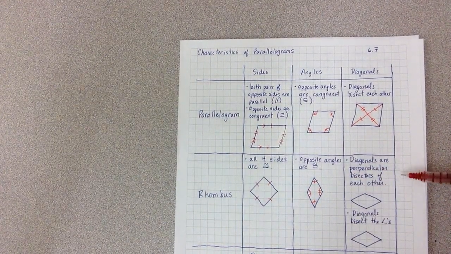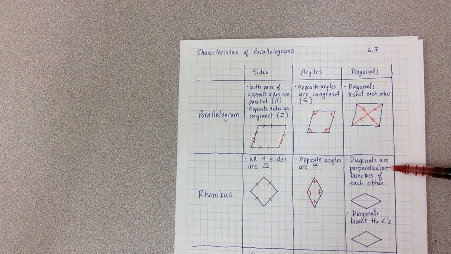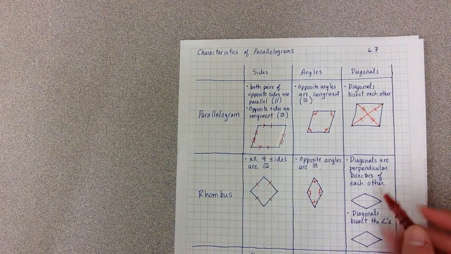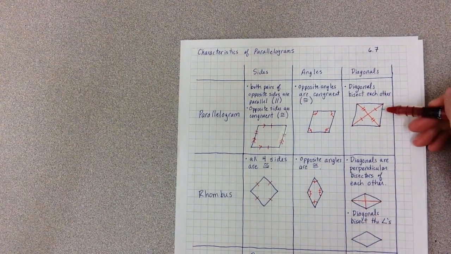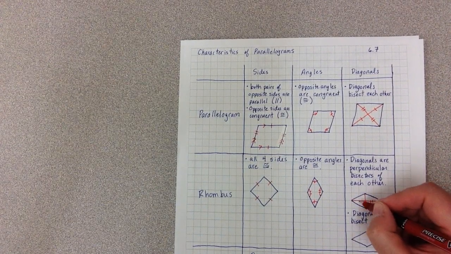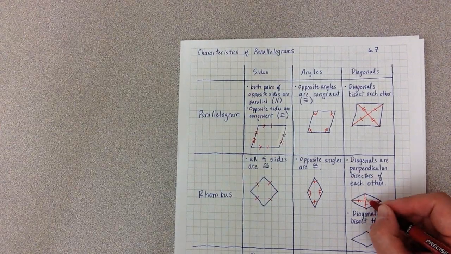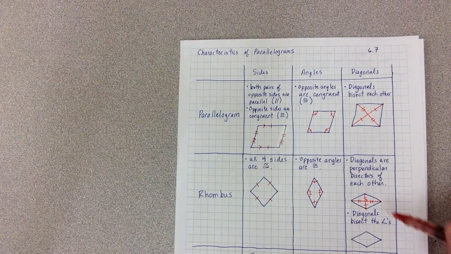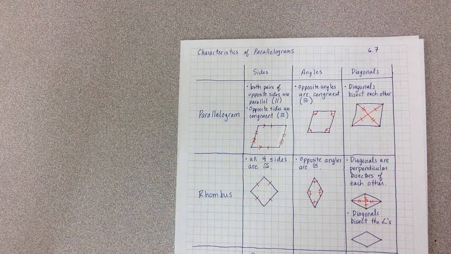Now the diagonals in a rhombus actually have some different characteristics. First, the diagonals are perpendicular bisectors of each other. And what that means is that the diagonals do exactly what they did in a parallelogram. They cut each other in half. But they're also perpendicular, meaning that the two diagonals form right angles. So each of these angles is a right angle. We only mark one because then the picture becomes a little too messy.